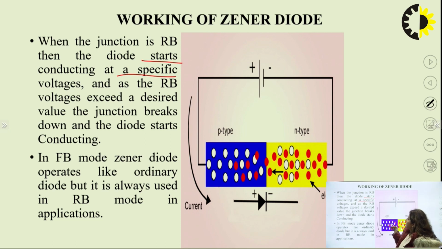So whenever the junction is reverse biased, when you provide P type with negative polarity and N type with positive polarity, there will be a reverse condition. And in the reverse condition, whenever you increase the voltage and it exceeds a desired value, the junction breaks down and the diode starts conducting abruptly, as we have seen in the characteristic curve, that it's like this.